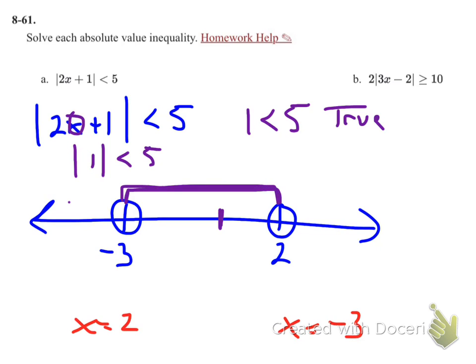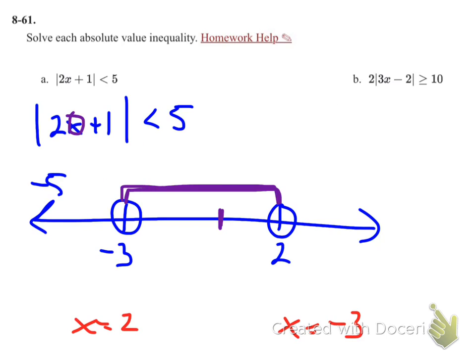If I would go through and check something just to make sure that I didn't make a mistake, if I check something on the outside, so let's say I go through and check a value like negative 5 over there. So let me put in negative 5 right here. Instead of this being 0, let's put in a negative 5. Now I have negative 10 plus 1, which is going to be the absolute value of negative 9.